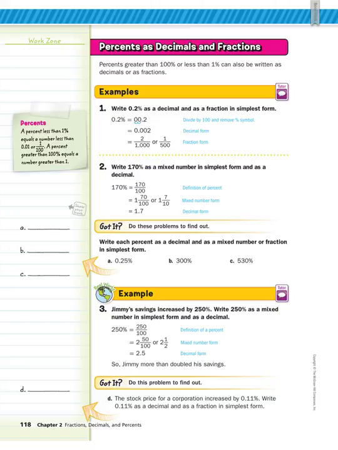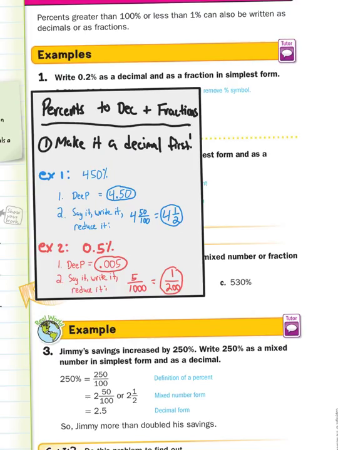All right, so the key thing as we're going over all of these is we are going to make them a decimal first. So I'm going to get a copy of your foldable that I can use when I go over these examples here. So let's start with example 1. Example 1 says write 0.2% as a decimal and as a fraction in simplest form. The problem is a lot of people see this and they think it's already a decimal, but if there is a percent sign, it is a percent. So remember my key, make it a decimal first.